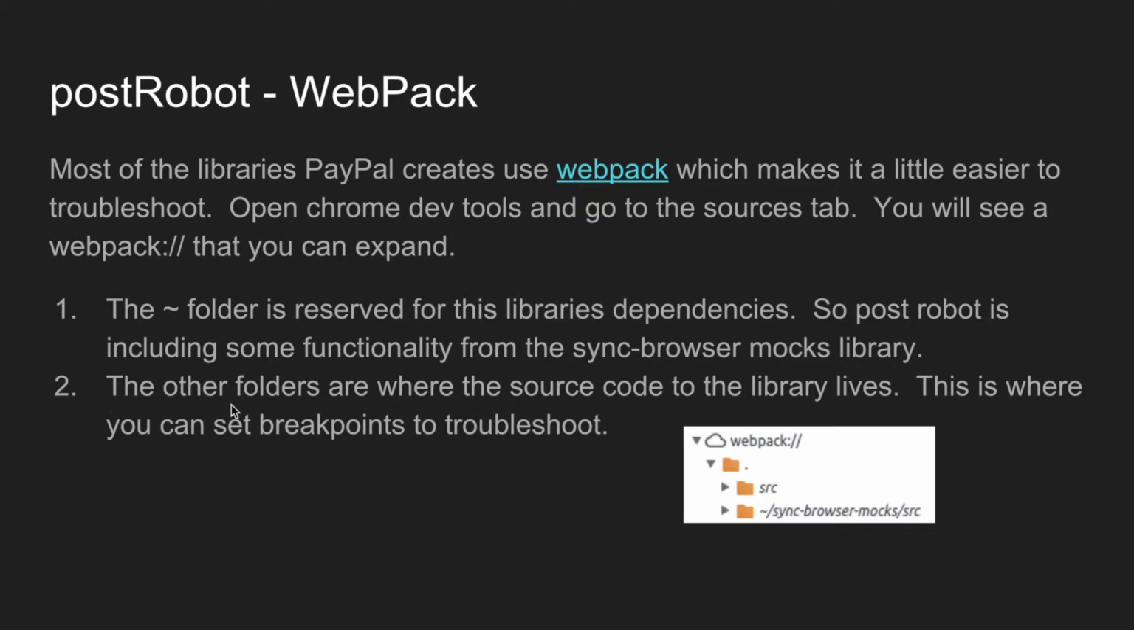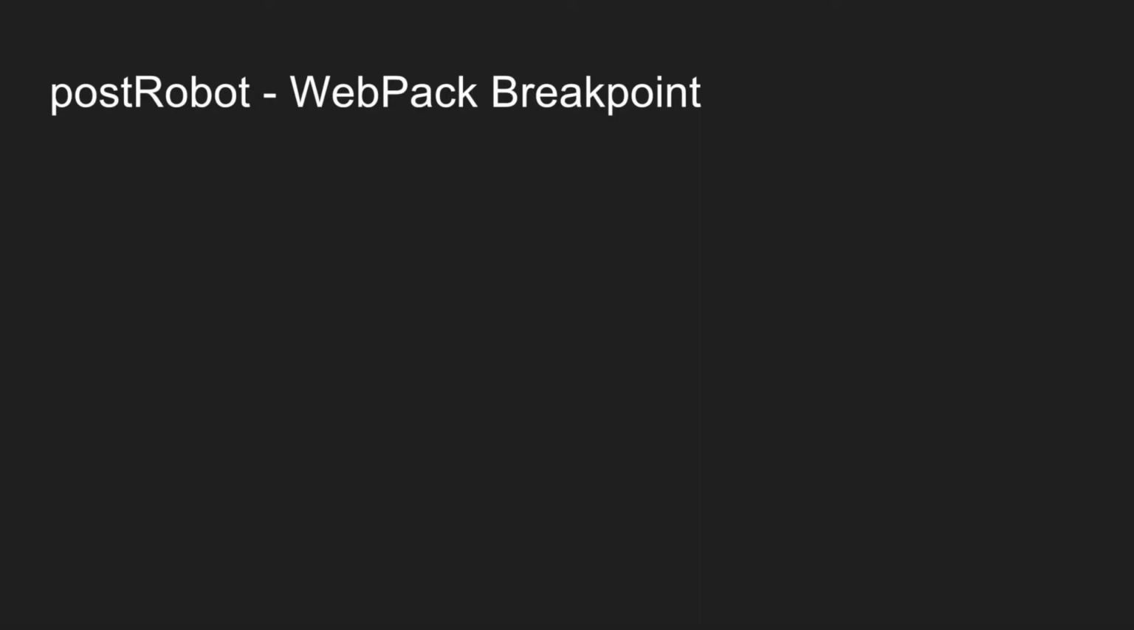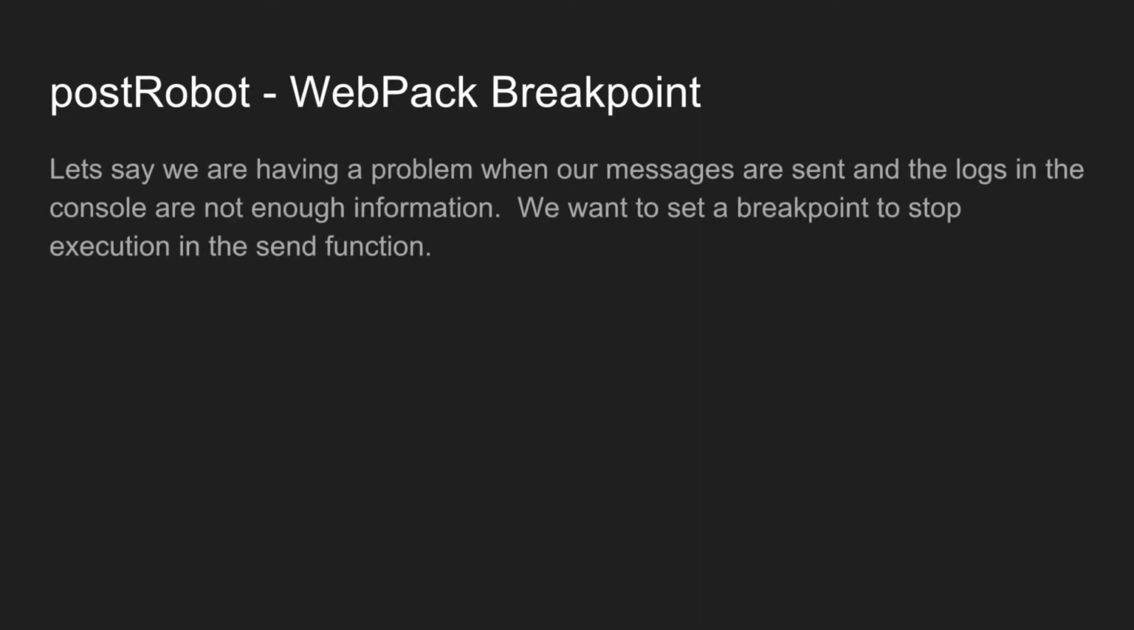The other folders are where the source code to the actual library lives. And this is where we can set breakpoints to troubleshoot the library. All right. So let's say we're having a problem when our messages are sent and the logs in the console are not enough information. We want to set a breakpoint to stop execution in the send function. So how do we do that?